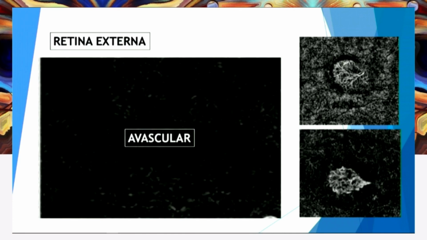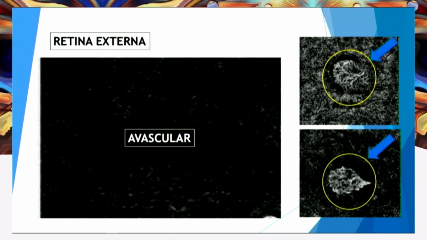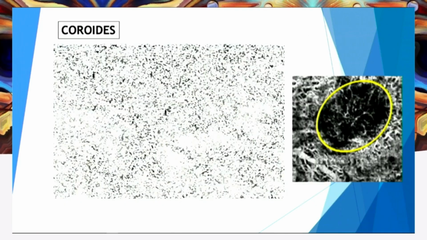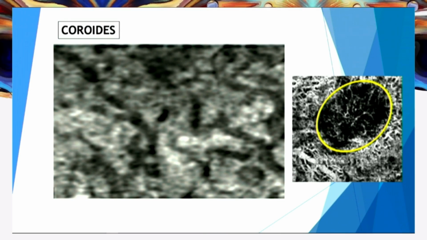The external retina, as I said, should be seen black. There are a few artifacts here, but it is black because there are no blood vessels. So when there are disturbances at this level, there is presence of blood vessels that will be seen here, as can be detected on these images, such as choroidal neovascularization in an age-related macular degeneration patient. We can see the new vessel formation in this neovascular membrane that is highlighted with the blue arrow.